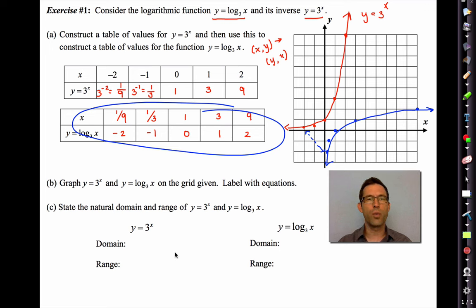So letter C, where it says to state the natural domain and range of y equals 3 to the x and y equals log base 3 of x, well, that should be relatively easy. Pause the video now and see if you can figure out the domain and the range of those two functions.